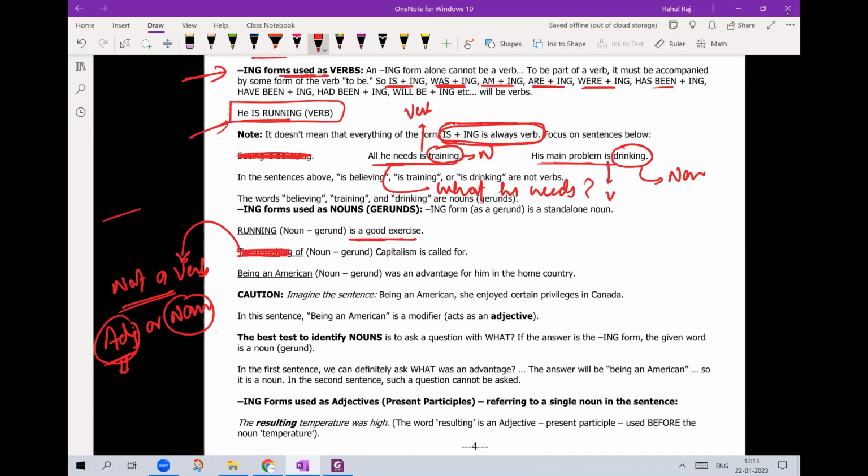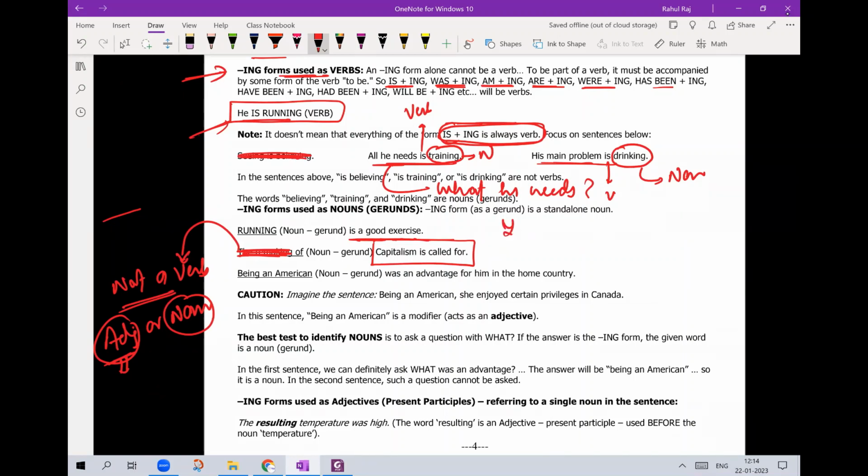Anyone? What is my sentence if I remove remaking? It doesn't make sense. Like, capitalism is called for. But what is the sentence? Capitalism is called for. Like, is it making complete sense? The capitalism is called for. Why is it not making sense? Because there is an of.